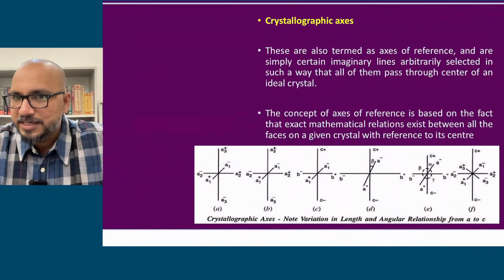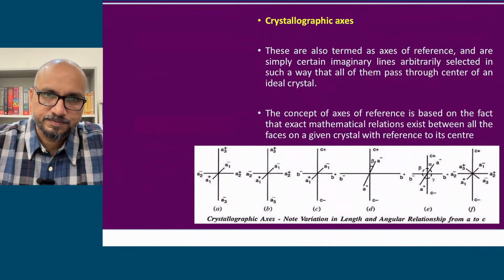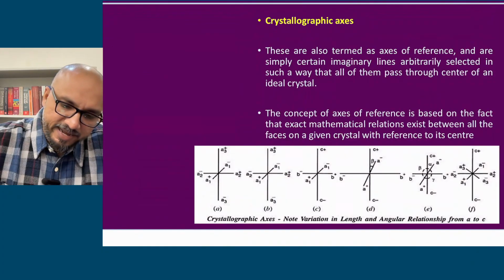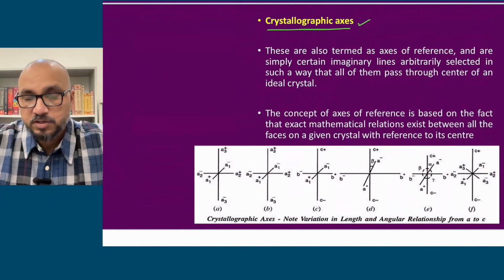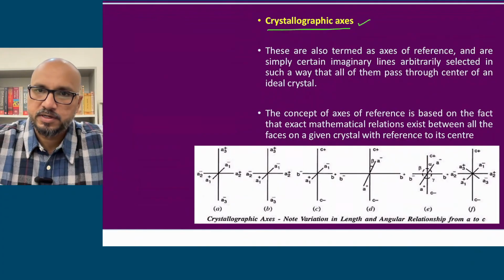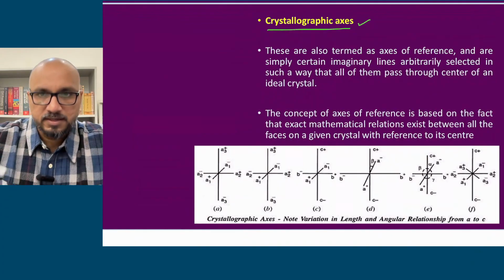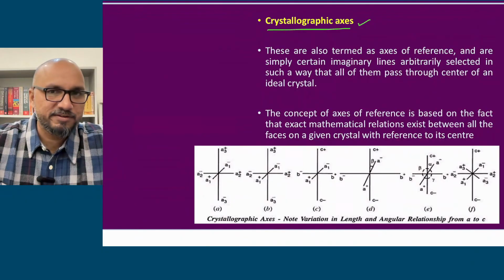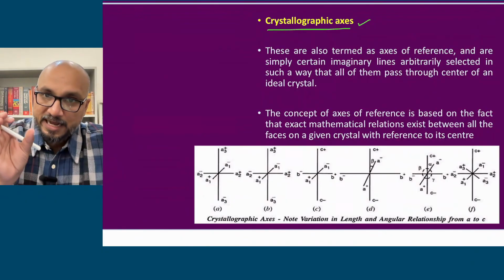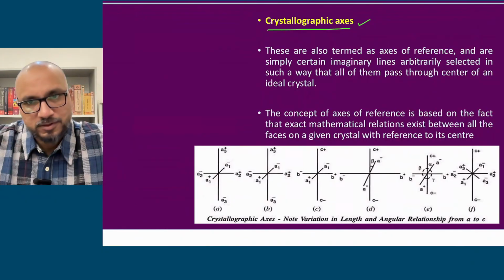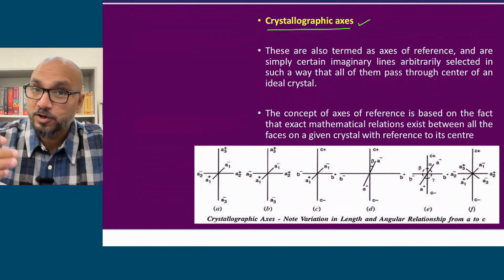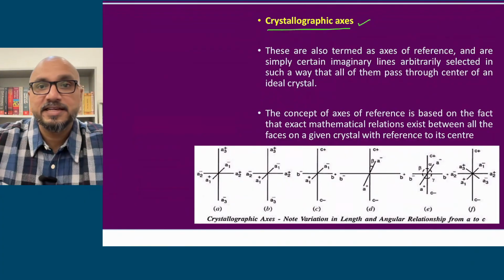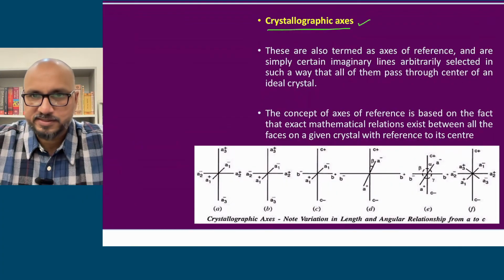Last is crystallographic axis. Okay, so crystallographic axis, we need to understand this because crystallographic axes are very important because they define the unit cell. They help in labeling the faces of the crystal, using Miller indices. So they help in labeling the faces of the crystal. They also help in classifying the crystals into different crystal systems.